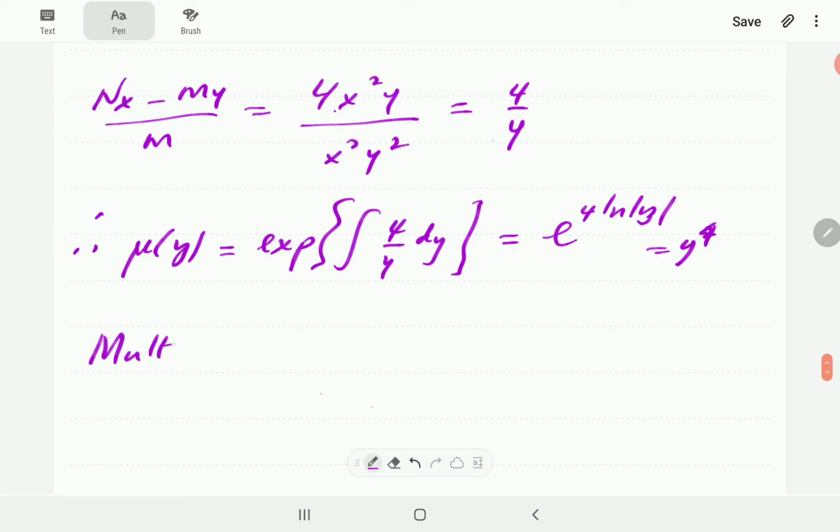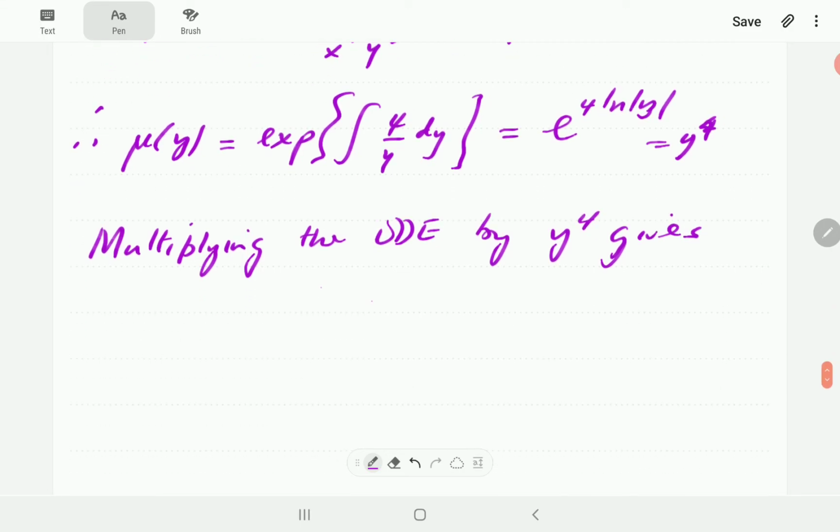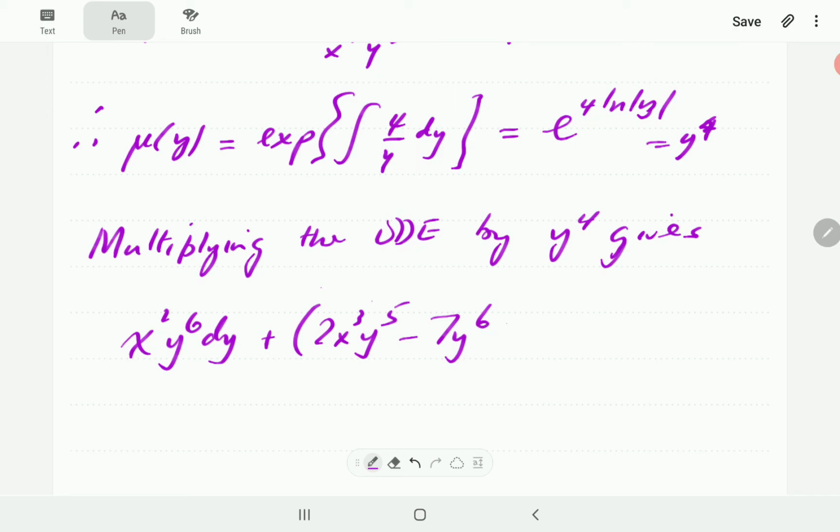So we expect that if we multiply the ODE by y to the power 4, the resulting ODE must be exact. Okay, so if we do that, the ODE is going to be x squared y to the power 6 dx plus 2x cubed y to the power 5 minus 7y to the power 6 plus 4y cubed dy equal to 0.